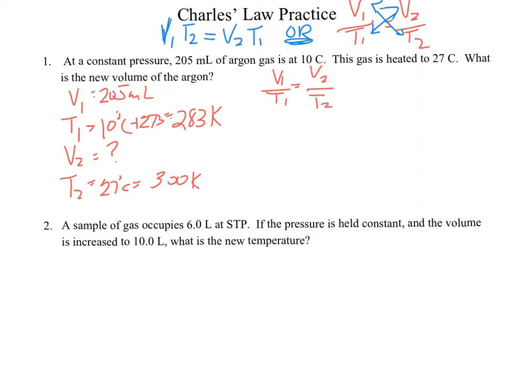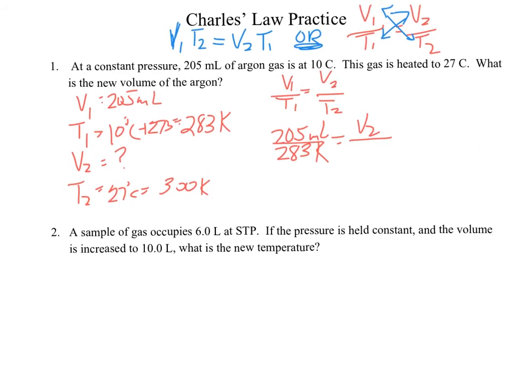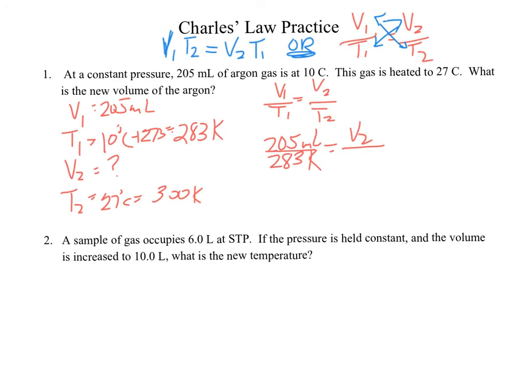We put in the variables according to our key. So our initial volume is 205 milliliters, divided by 283 K, and that's going to be equal to my V2, which is my variable that I'm solving for, divided by 300 K.